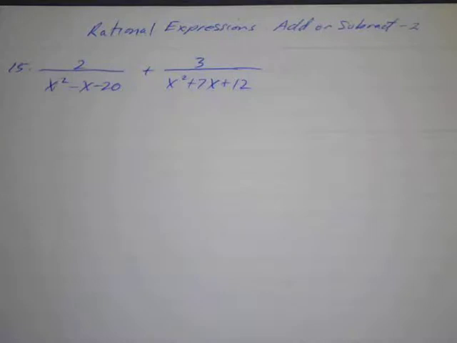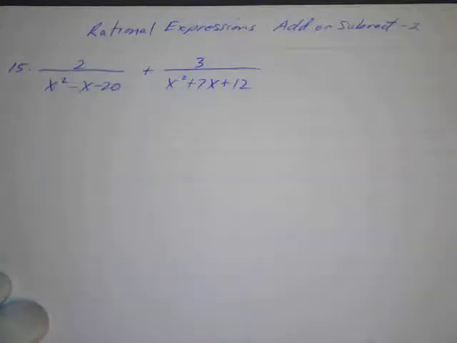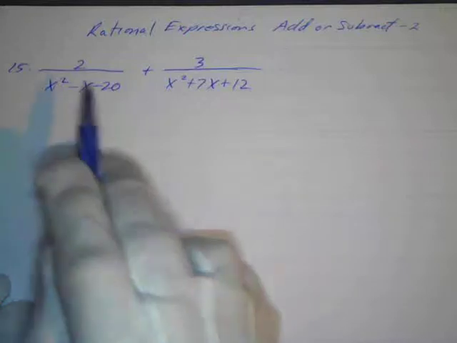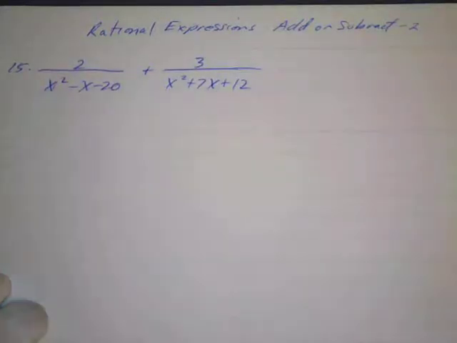Okay, here's another example of adding or subtracting rational expressions. This is a pretty good one. We want to add these, so we want to first of all determine what our LCD is, our least common denominator. And we've got a couple of simple trinomials here, but we don't know if these are relatively prime or if they have a common factor.